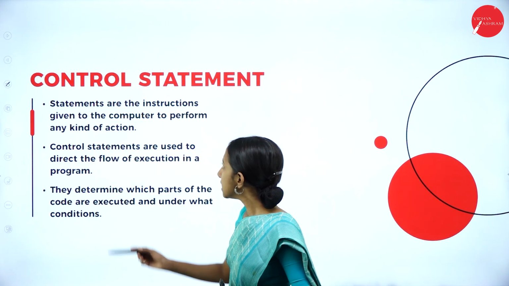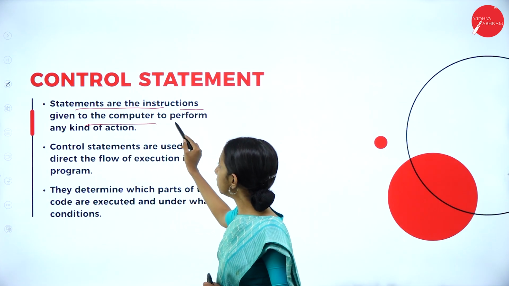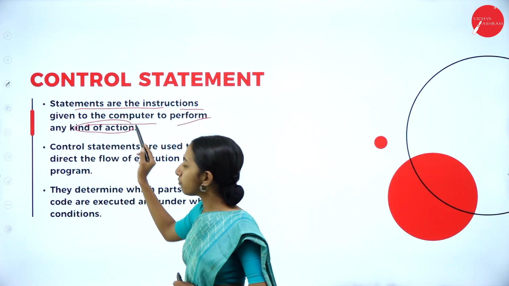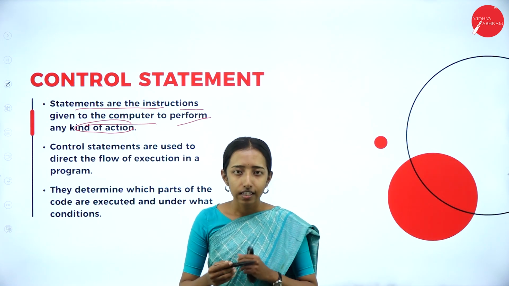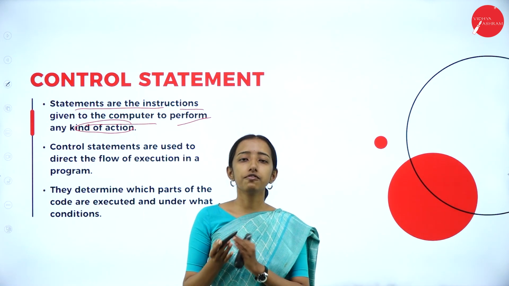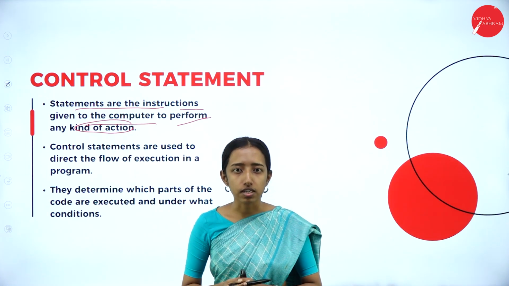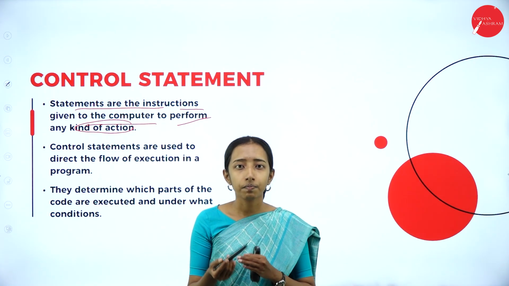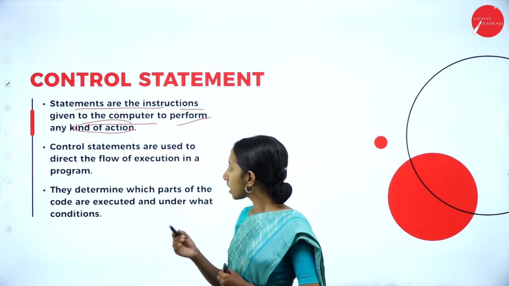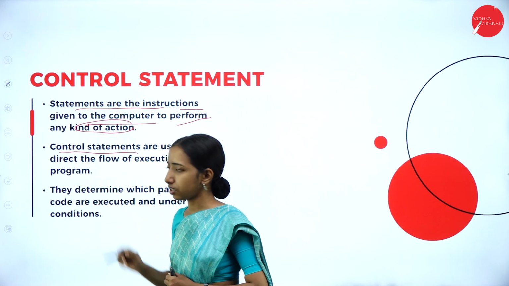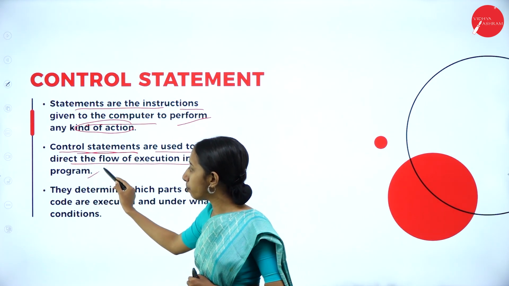Let us learn. Statements are the instructions given to the computer to perform any kind of action. So a statement is like a set of instructions that we are giving to the computer to perform certain tasks, for example, add two numbers. That is a statement that we are giving. And next in the code, we will be giving a logic. So the control statements are used to direct the flow of execution in a program.